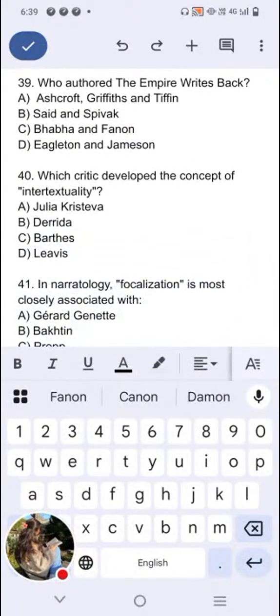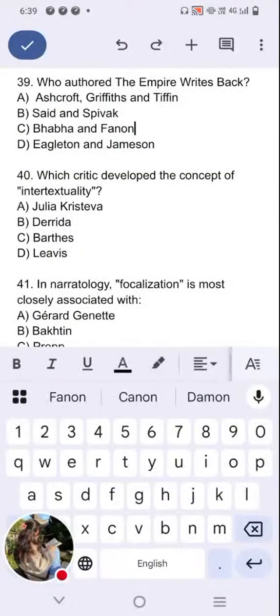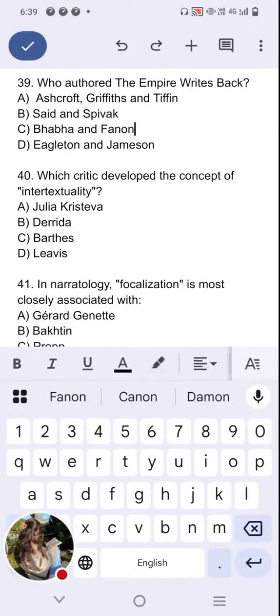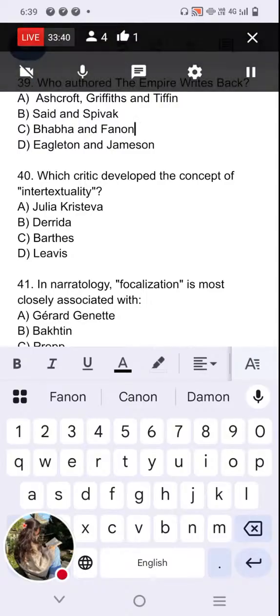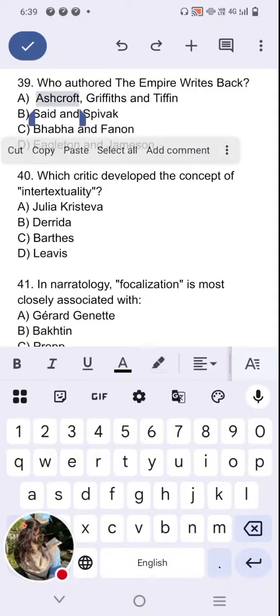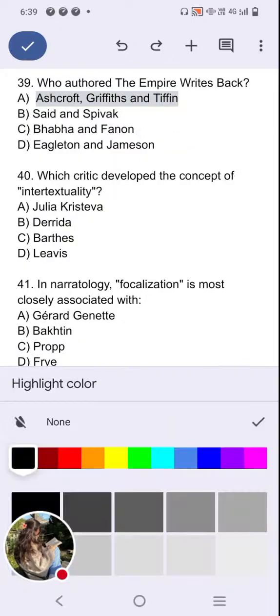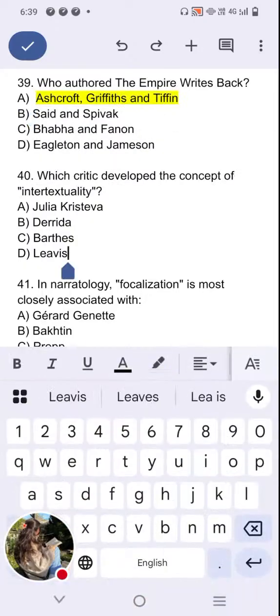Next question, who authored the work, The Empire Writes Back? Option A, Ashcroft, Griffith, Tiffin. Option B, Said, Spivak. Option C, Bhabha, Fanon. Option D, Eagleton, James. Who are the authors of The Empire Writes Back, a very seminal post-colonial work? And the right answer is option A. It's Bill Ashcroft, Gareth Griffiths, and Helen Tiffin. It has been a PYQ, so do note this.